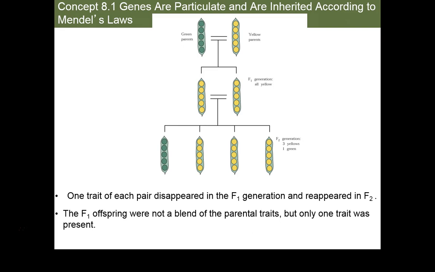You notice that one trait of each pair disappeared in the F1 generation and reappeared in the F2 generation. You also notice that the F1 offspring were not a blend of parental traits, such as being yellow-greenish, but only one trait was present and dominant. You notice then the missing trait from the F1 generation would appear in the F2 generation again.